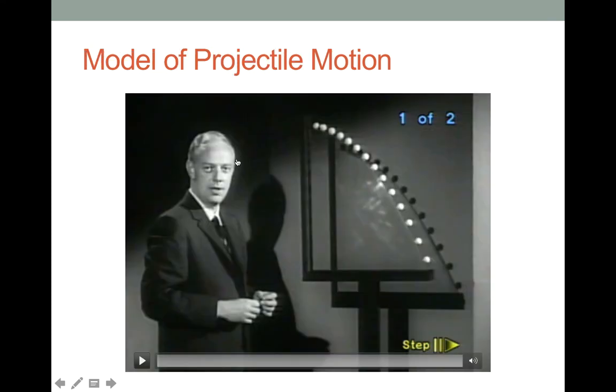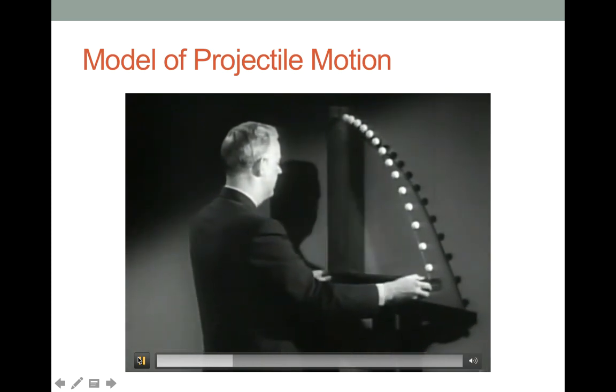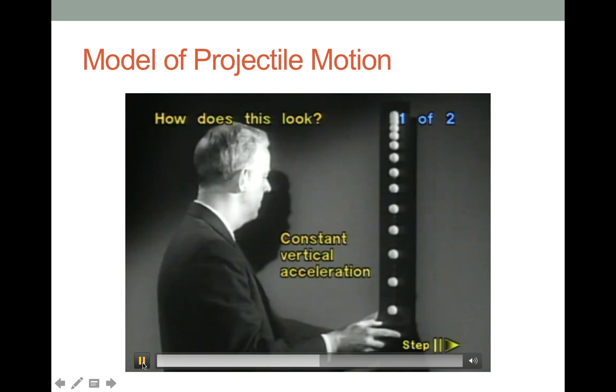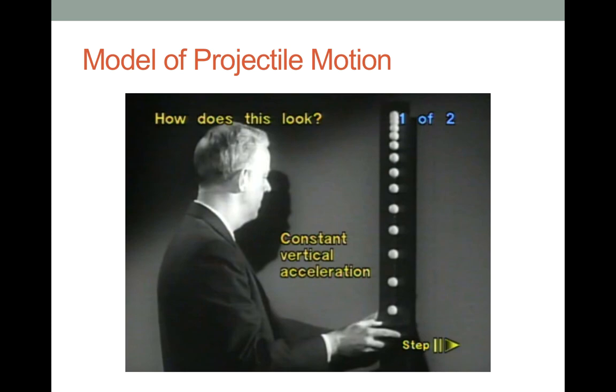We can see this in another way by looking at a little model of projectile motion. Here there are basically ping pong balls that have been simply attached to a plexiglass at the positions equally spaced in time. Here you see the vertical component of a projectile's motion. What I want you to do here is answer the question as to how do we know that this is in fact constant acceleration?